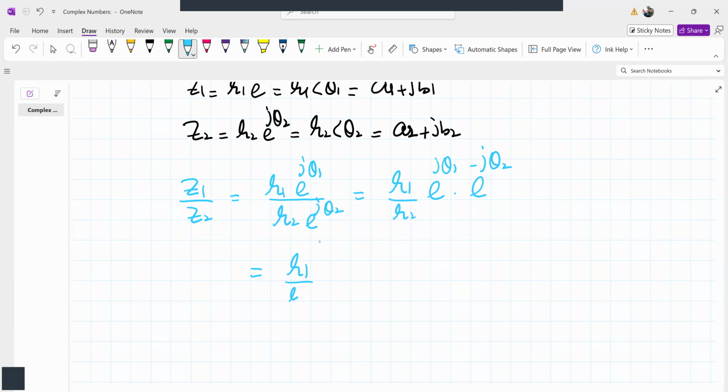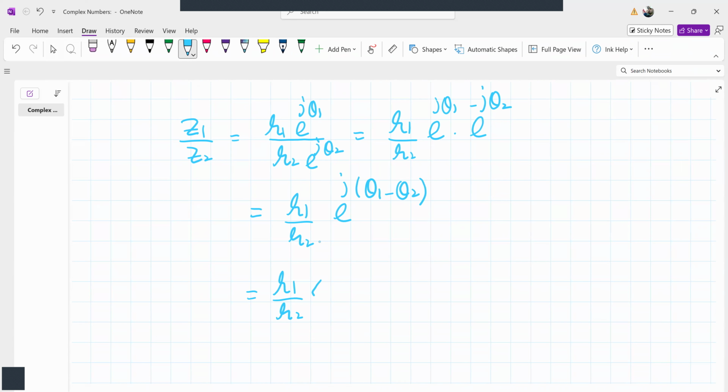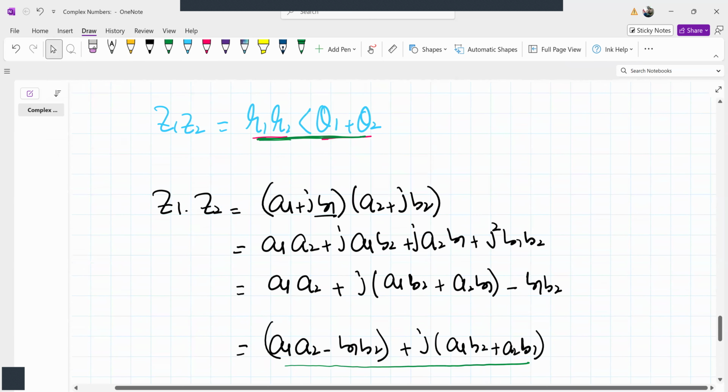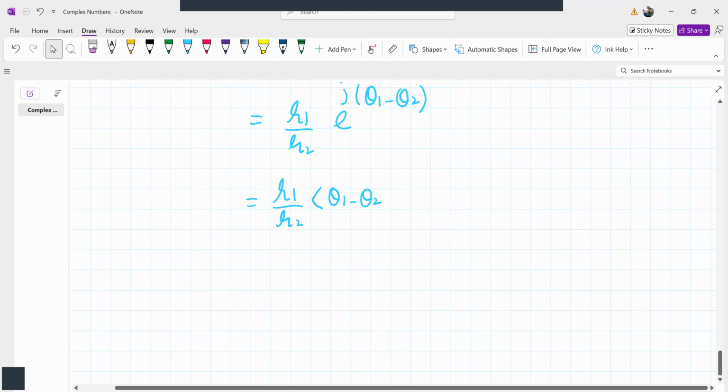So we can write it as R1 by R2 e to the power, bases are same, powers will get added. This is the Euler's form of this division operation, which can be written as R1 divided by R2 at an angle of theta 1 minus theta 2 in polar form. So again, division becomes very easy in polar form or Euler's form. Simply, we divide the magnitudes and subtract the phases. In multiplication, we multiply the magnitudes and add the phases. That's how we perform the division.